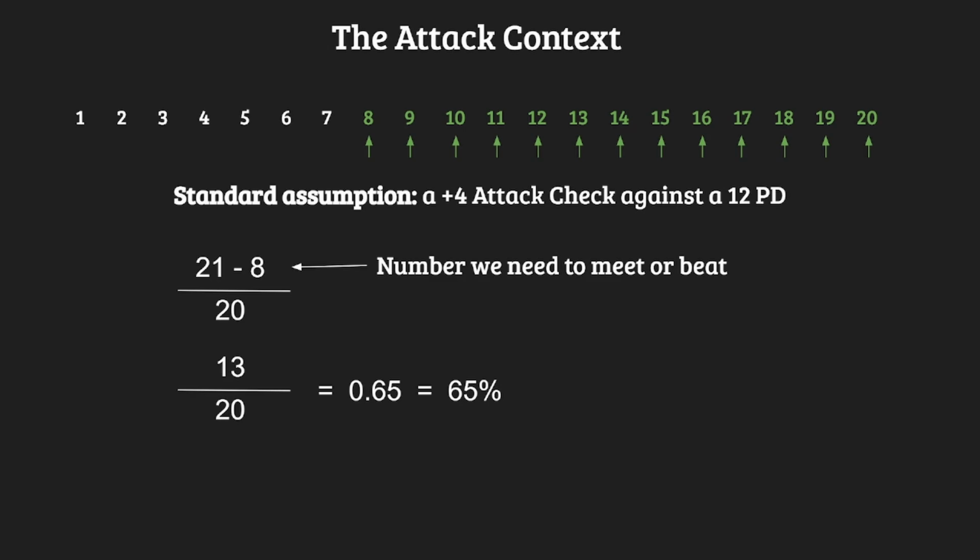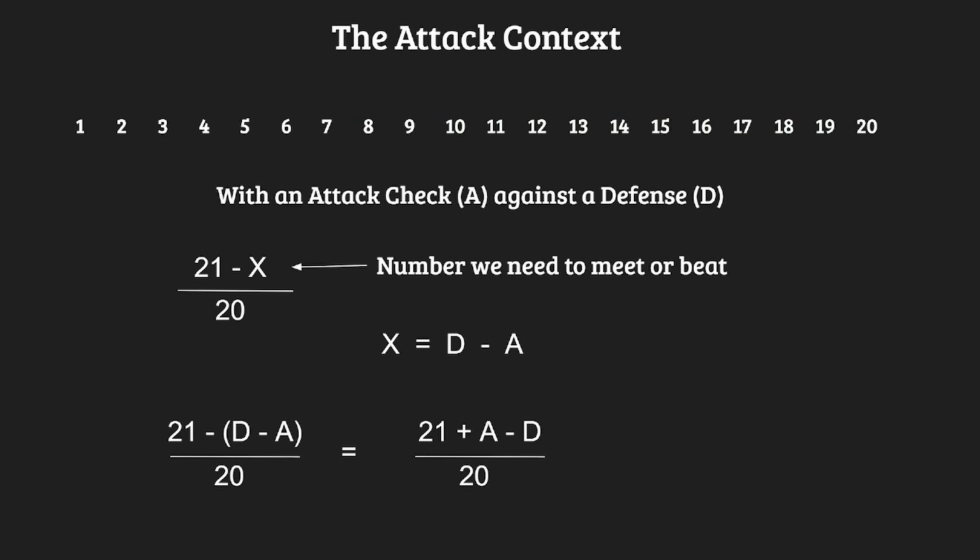Okay, this is starting to get us thinking a little bit about how we can use this math for attacks. So let's generalize this a bit. Let's just say I have some attack check with some value A, and I'm trying to hit something with a defense of D, right? The A would be 4 from before, and the D would be the 12 from before. So I have that 21 minus x over 20. And what is x in this case? x is always going to be our defense minus our attack. So we can swap that out where we have x in the equation. We're going to instead put in the defense minus the attack. And you'll see I have this in parentheses because it's this whole value we get at the end of defense minus attack that matters for us.